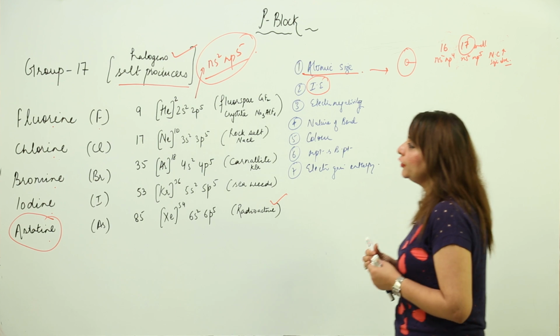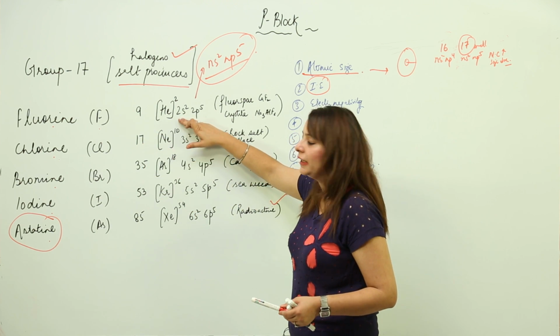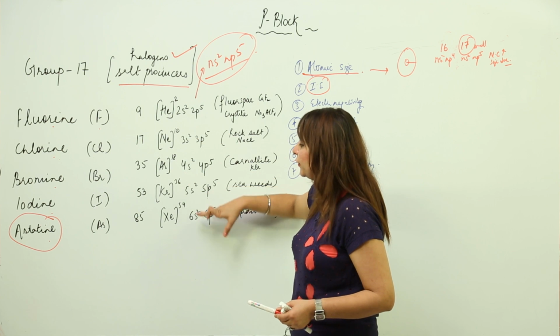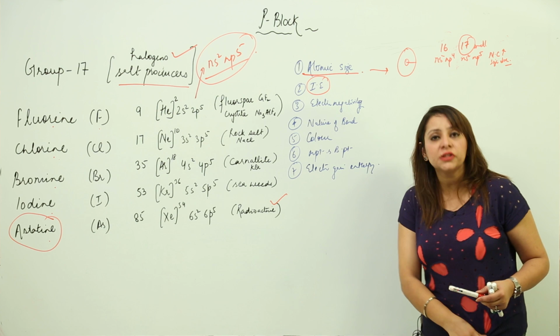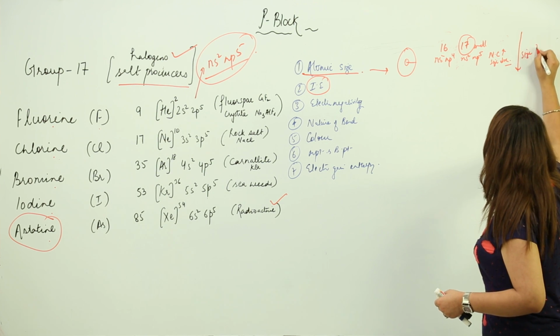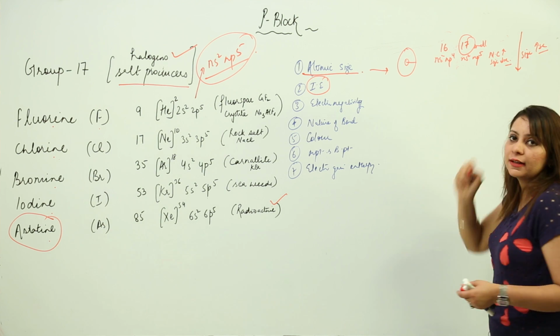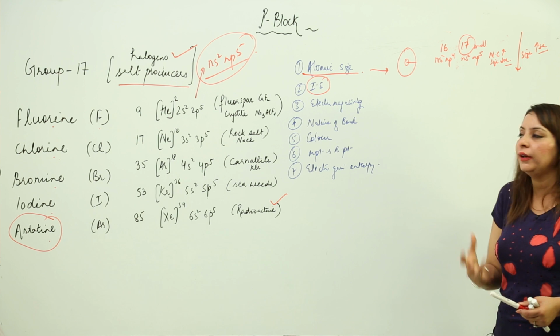But if we talk about the group, as we move down the group, every time a new shell is added. Here the last shell is second, here the third, fourth, fifth and sixth. So every time a new shell is added, due to which there is a pronounced screening effect. Therefore along the group size increases due to the increase in the number of shells, decrease in the nuclear charge and increase in the screening effect.